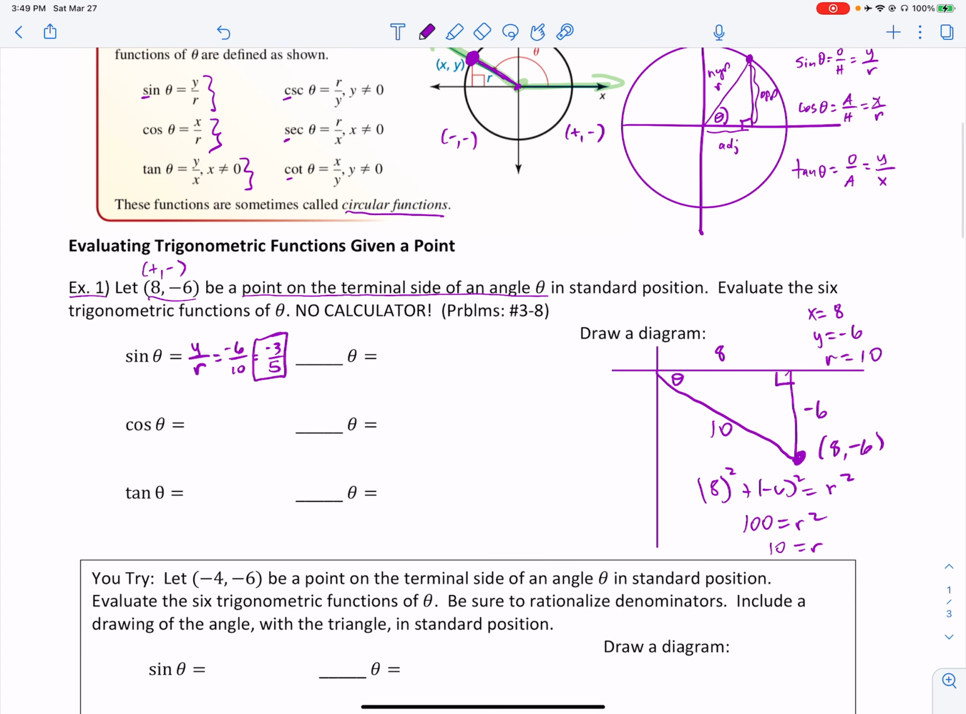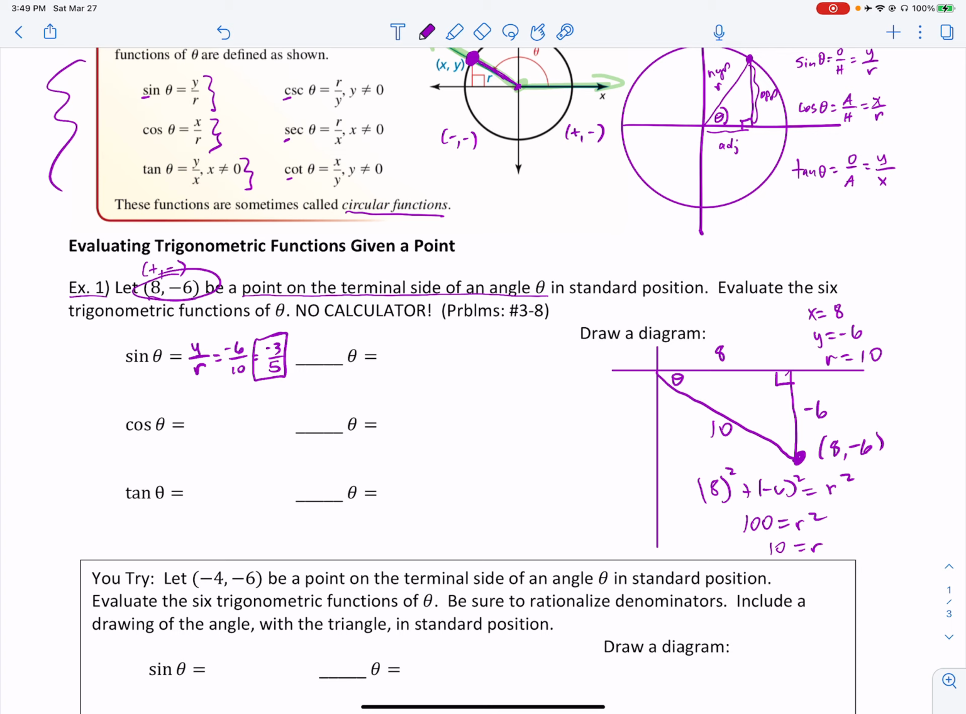So you plot the point, you assign those values to the sides of the triangle, you find the radius, be sure to draw the triangle in the correct quadrant, and then use the definitions that you see up above to give the values of all the 6 trig functions.